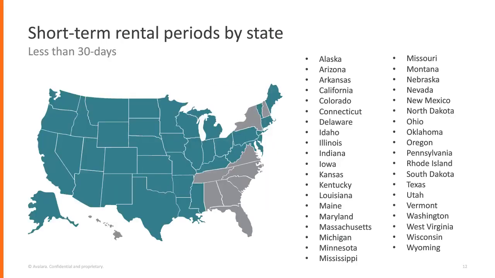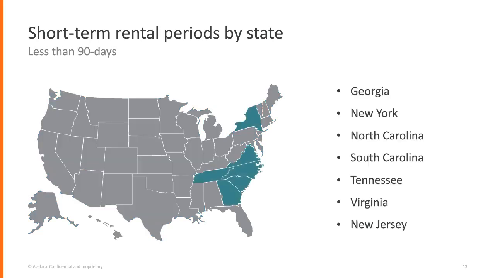Once you know what your tax is called, you need to understand when it needs to be applied. The vast majority of the industry in the US is determined by a threshold of less than 30 days. So as you see here, most states define their short-term rental threshold as a period of 30 days or less.